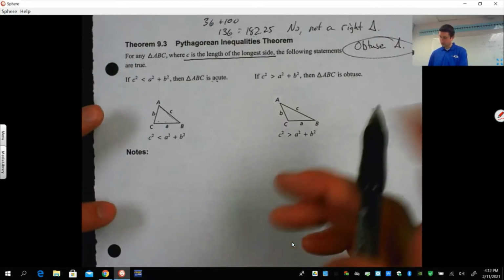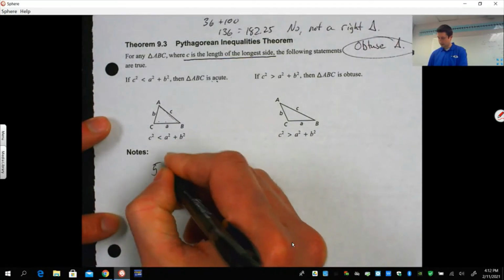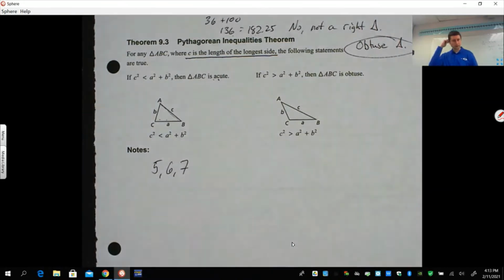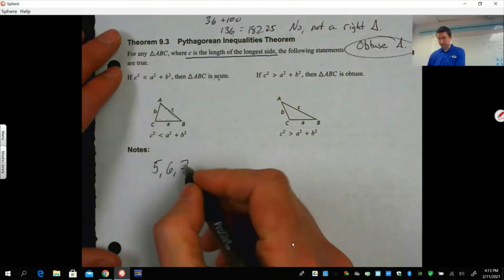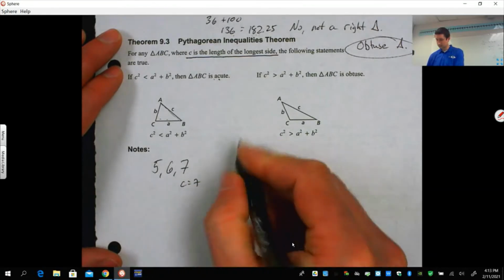So let's go 5, 6, and 7. What kind of triangles are formed by 5, 6, and 7? So our C value is 7. So C equals 7.